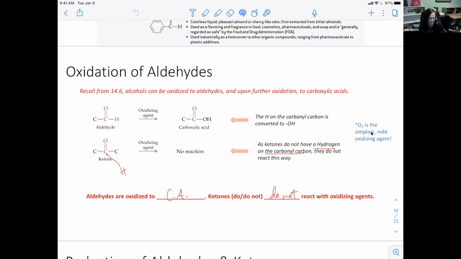You just can't take all the slides into the exam. So your product should look like a carboxylic acid.